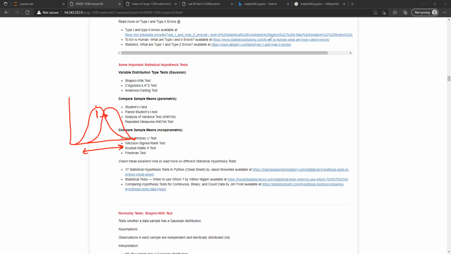Okay, so we're going to use a sample means, and we're going to use a parametric one first. So which ones of these should we use? I don't particularly care, whichever one you guys like.